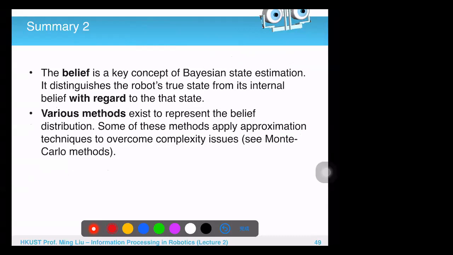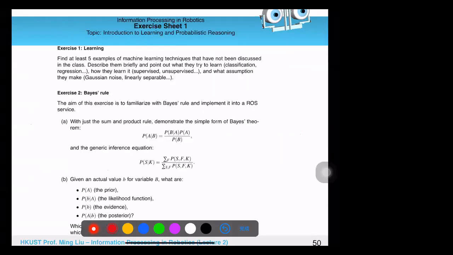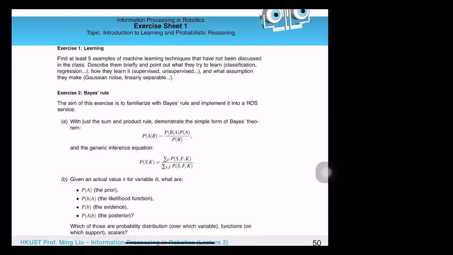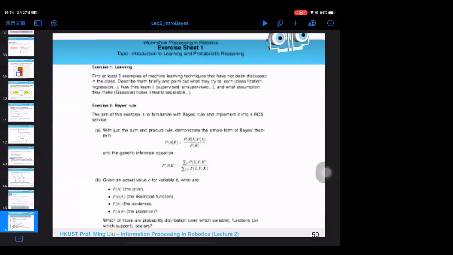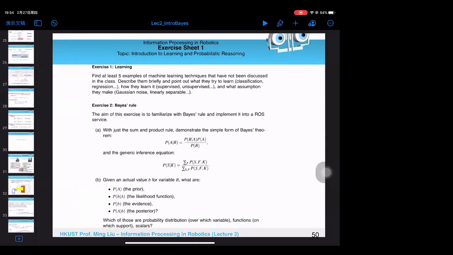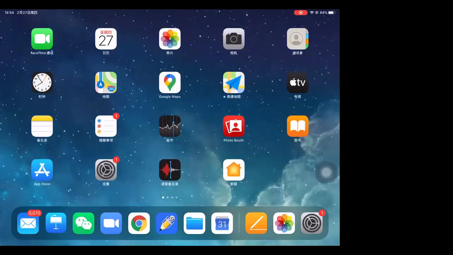Okay, we have various variations of methods. Here I give you an exercise. You can download this exercise online, and this is not mandatory. Not mandatory, that means you can choose to do it. But I will release the solution next week. Good. This is lecture 2.